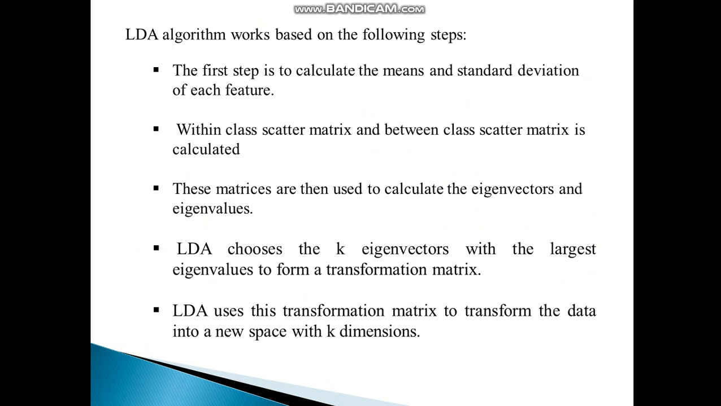The following steps are used for the LDA algorithm. The first step is to calculate the means and standard deviations of each feature. Within-class scatter matrix and between-class scatter matrix are calculated. These matrices are then used to calculate the eigenvectors and eigenvalues. LDA chooses the k eigenvectors with the largest eigenvalues to form the transformation matrix. LDA uses this transformation matrix to transform the data into a new space with k dimensions.